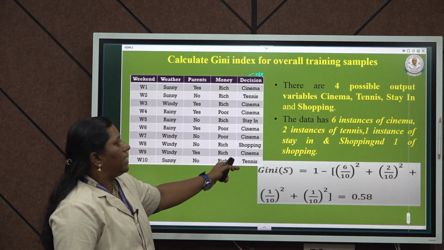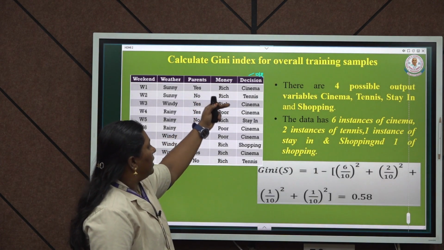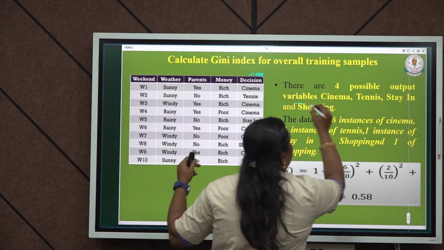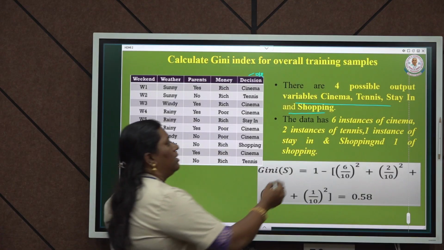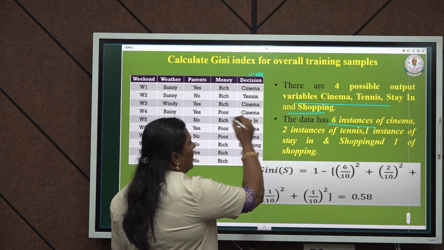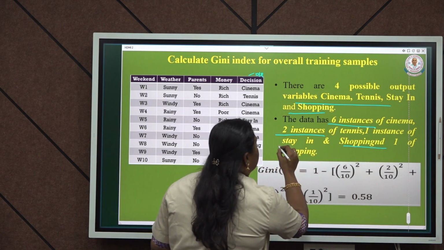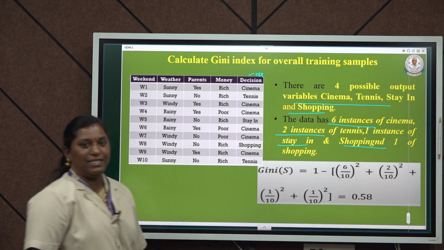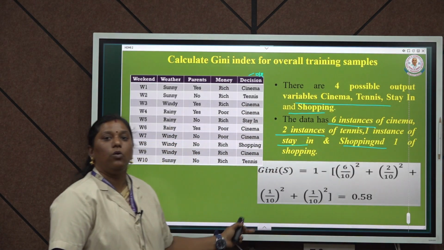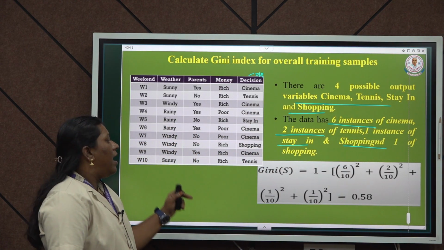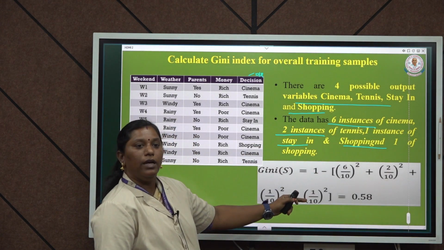So, this output carries 4 variables such as cinema, tennis, staying and shopping. Among these, cinema holds 6 instances, tennis holds 2 instances, and shopping and staying hold 1 instance each. Okay. So, for each of these instances, now we are going to calculate the Gini index. As we discussed in the formula, we are applying the instances in the Gini index.